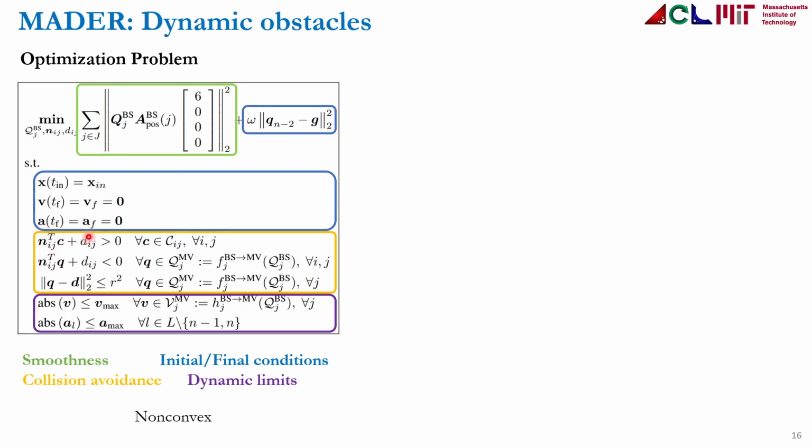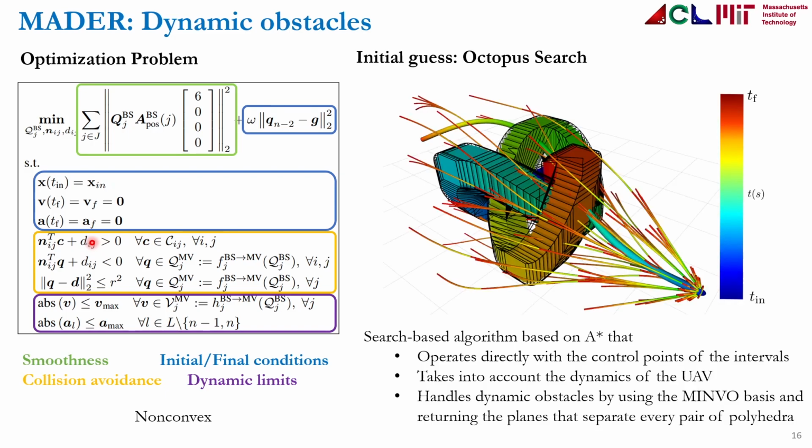So this n over here and this d are decision variables, which make the problem a non-convex problem, for which an initial guess is imperative. To obtain this initial guess, we develop an algorithm called octopus search, a search-based algorithm that is able to operate directly with the control points of the intervals.